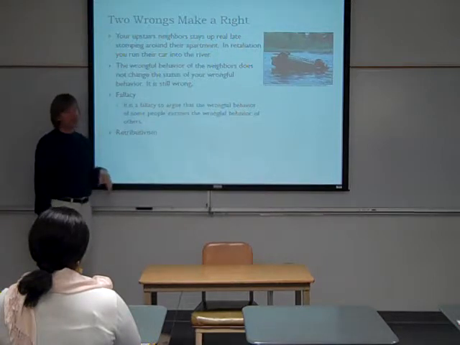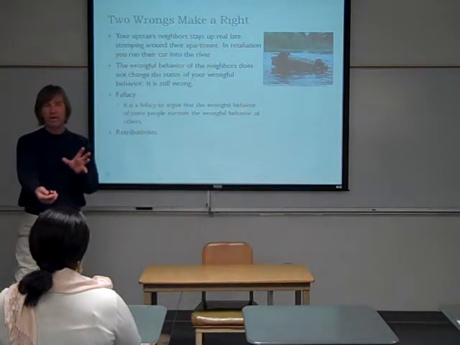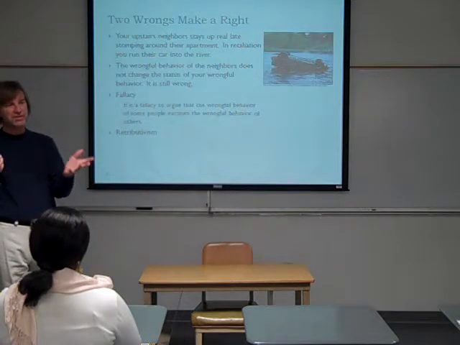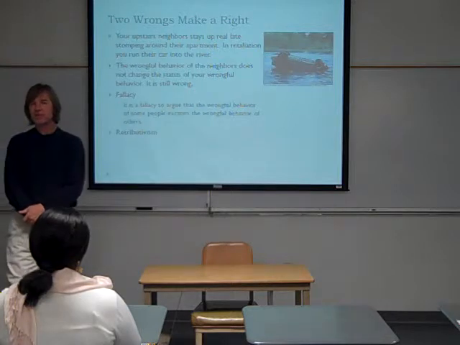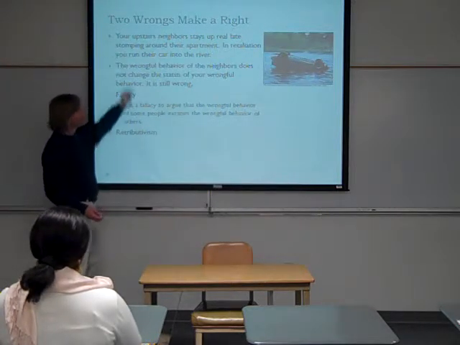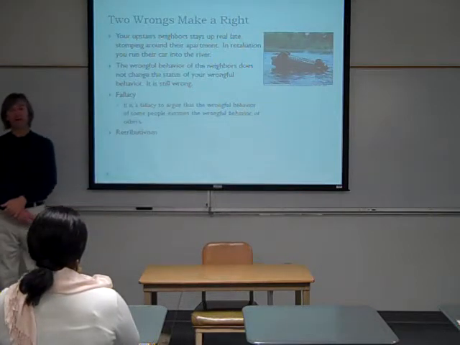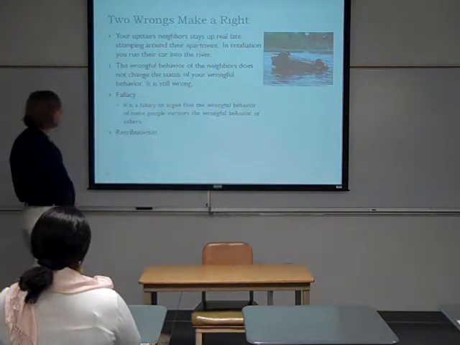And that's what we call retributivism. That's where somebody does something wrong, and then in order to equal the scales of justice, we need to have them punished in some way. And that's going to be justified. But that's going to be different from you just taking out your frustration by running their car into the river. Two wrongs do not make a right. And this would be a fallacy.